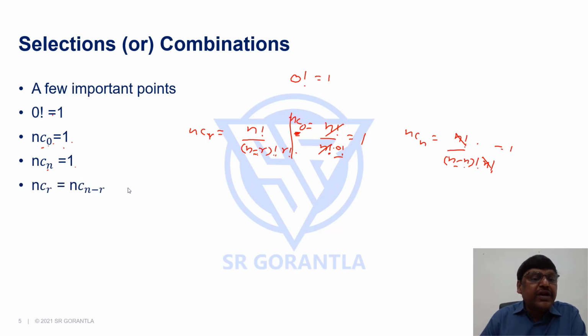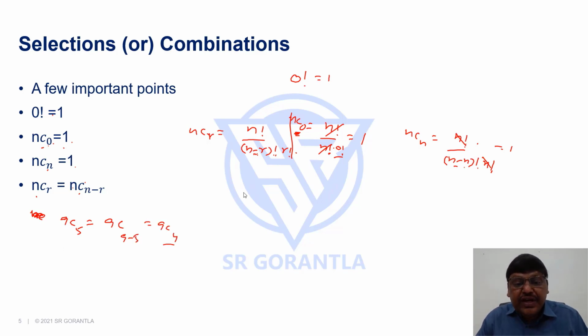And one more important point is NCR equals NC(N minus R). For example, let us say 9C5 equals, as per this rule, 9C(9 minus 5), that is 9C4. Let me show you. If I take 9C5 and apply this NCR formula, it will be 9 factorial by (9 minus 5) factorial, 4 factorial, into 5 factorial. That's 9C5.